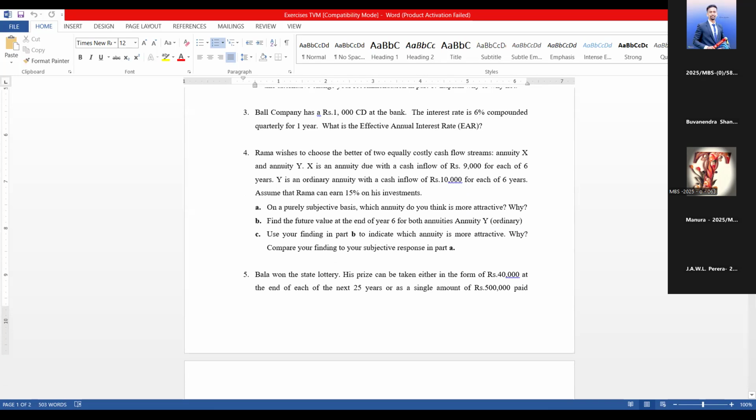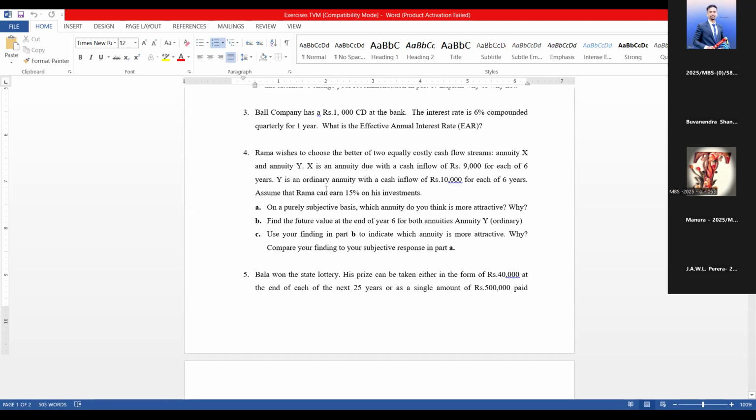Right. So here you can take this future value question, question number 4. Rama wishes to choose the better of 2 equally costly cash flow streams, annuity X and annuity Y. X is an annuity due with a cash inflow of 9,000, but here the amount is different for the 2 annuities. I didn't discuss this before, but you can see the changes can happen, not only with equal amounts. So X is an annuity due with 9,000 for each of 6 years.